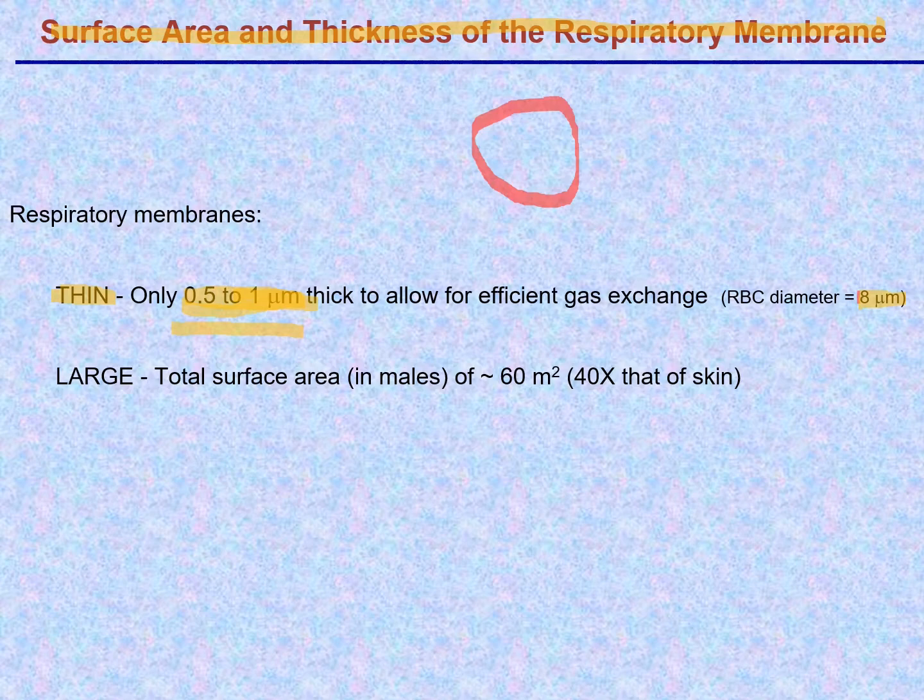They also have a huge surface area, 40 times the surface area of the skin. If you took all the alveoli in the lungs and spread them out flat, you'd get a really large total surface area that allows for exchange of gas. The bigger the surface area, the better the diffusion. The thinner the membrane that the gas has to cross, the better the diffusion. So respiratory membranes are both thin and large.